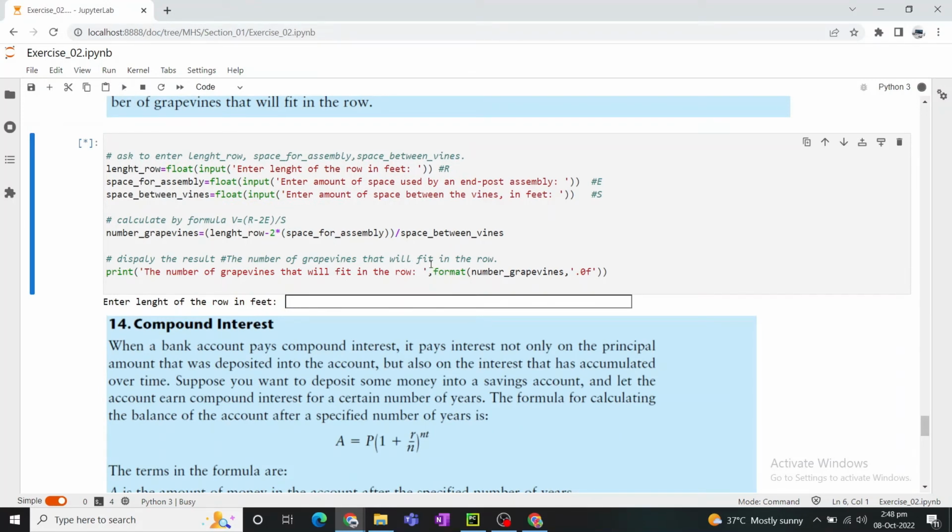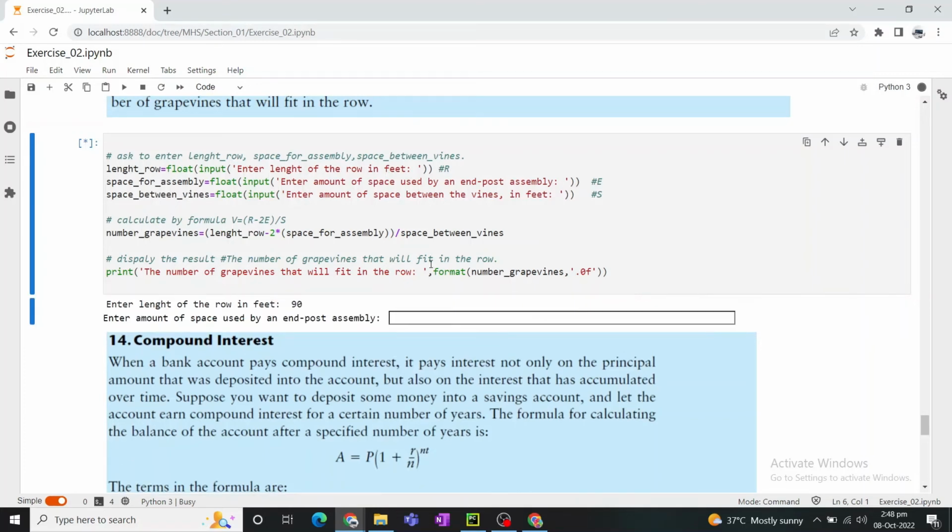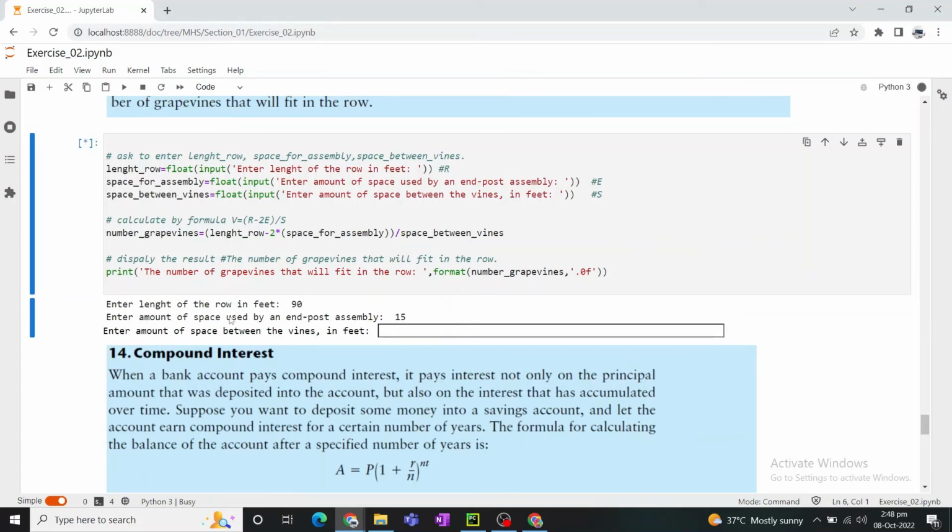Okay, so we will enter like 90 as the length of the row in feet, and now it is asking for the space for assembly. Enter the amount of space used by the end post assembly. So okay, we will enter like 15 over here. Enter the amount of space between the vines in feet. So we can write 0.5, like half a foot of space between the vines.